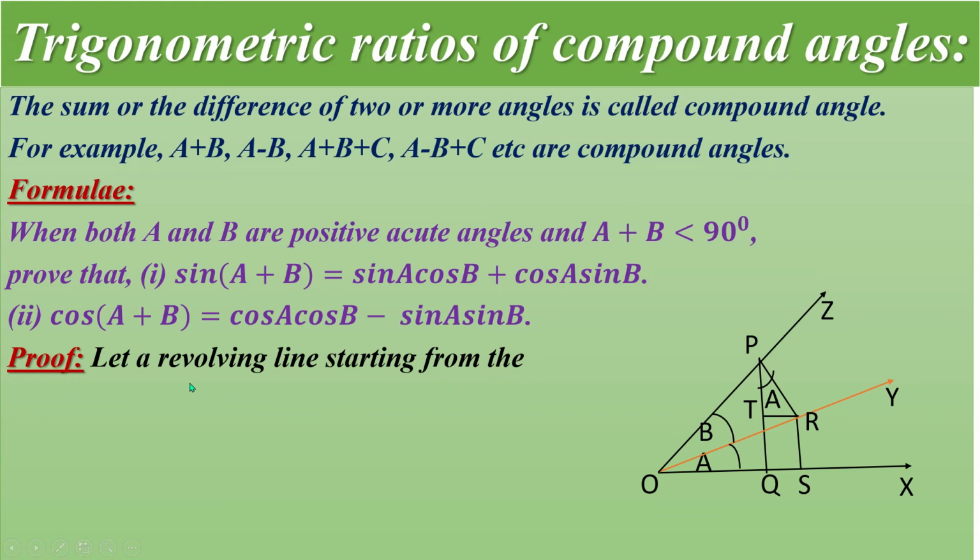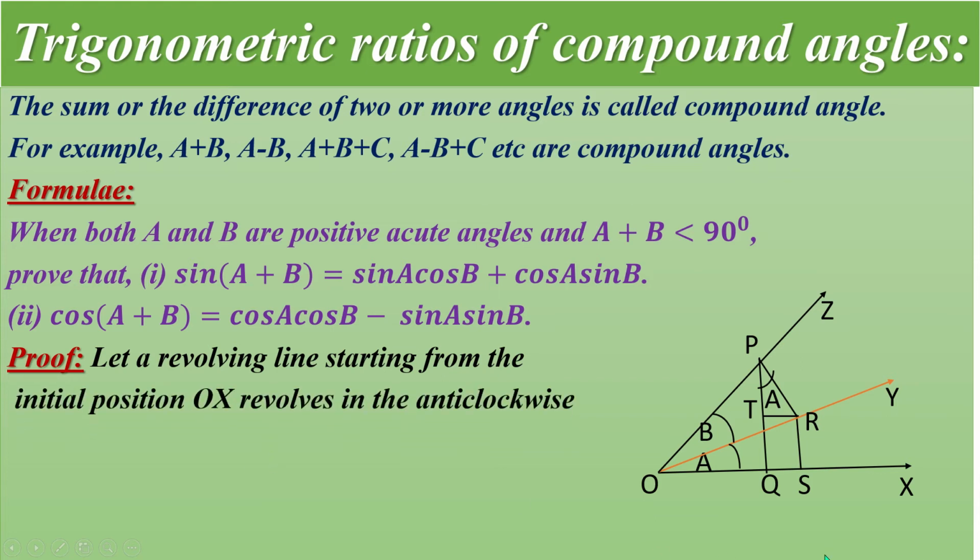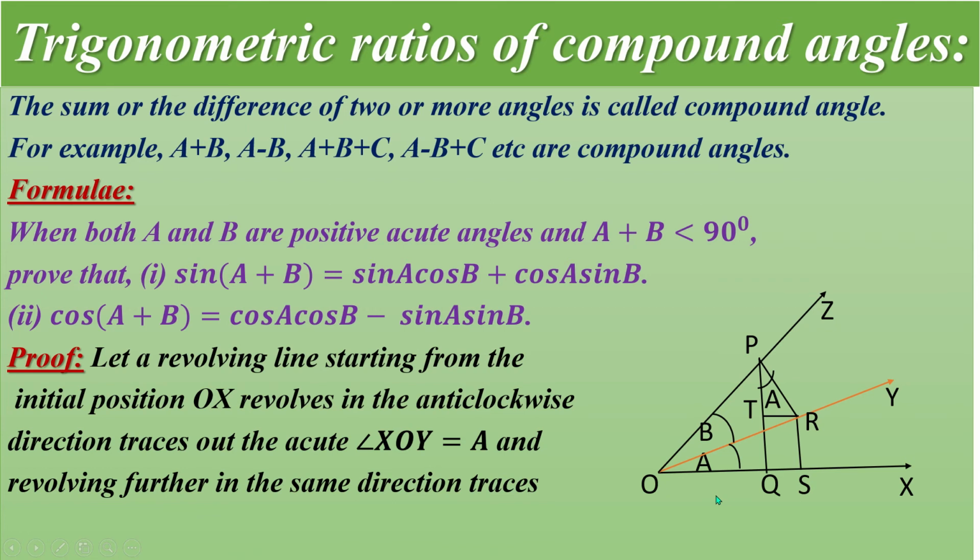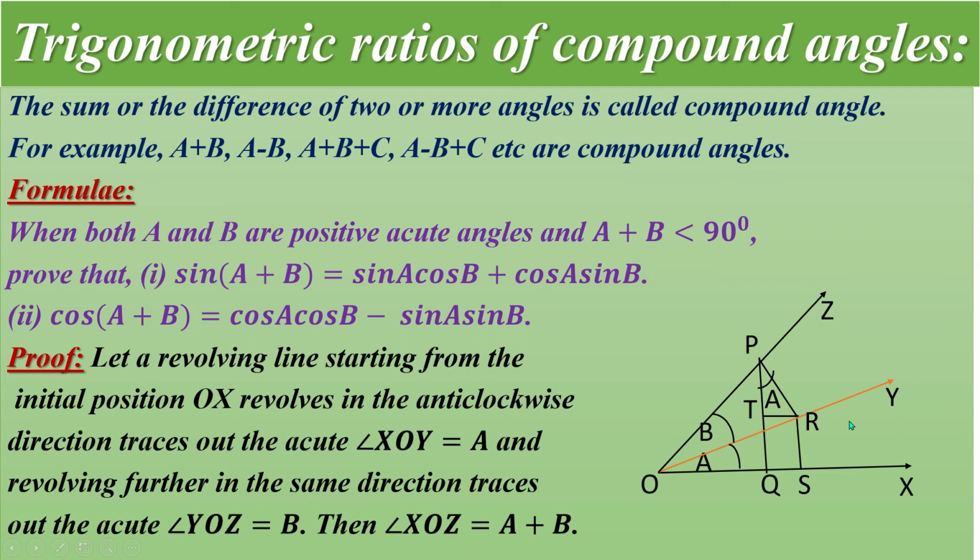Here OX is an initial line. That means let a revolving line starting from the initial position OX revolve in the anti-clockwise direction and trace angle XOY equal to A, and revolving further in the same direction trace out the angle YOZ equal to B. As a result, angle XOZ is equal to A plus B. Clear?